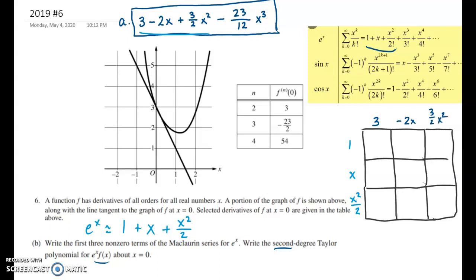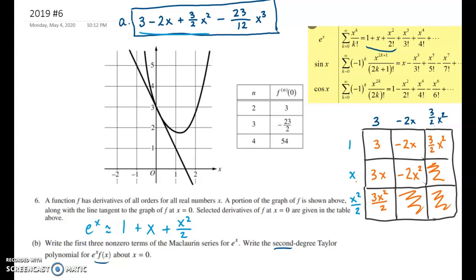And then when I multiply, I'll just fill in the box and find the area. 3 times 1 is 3. Negative 2x times 1 is negative 2x. 3 halves x squared is 3 halves x squared when you multiply it by 1. 3 times x is 3x. Negative 2 times x is negative 2x squared. And 3 halves x squared times x is some kind of cubic, so I don't really need that box. 3 times x squared over 2 is going to be 3x squared over 2. Negative 2x times x squared over 2 is going to be a cubic. I don't need that. And this would be a 4th degree.